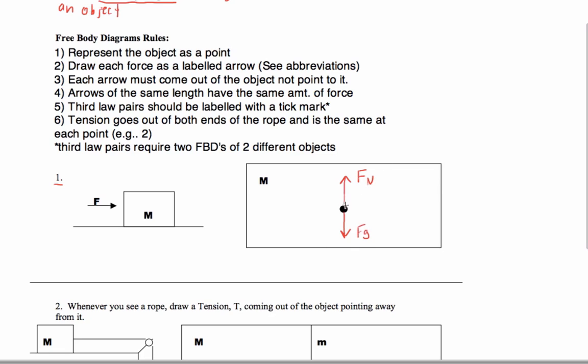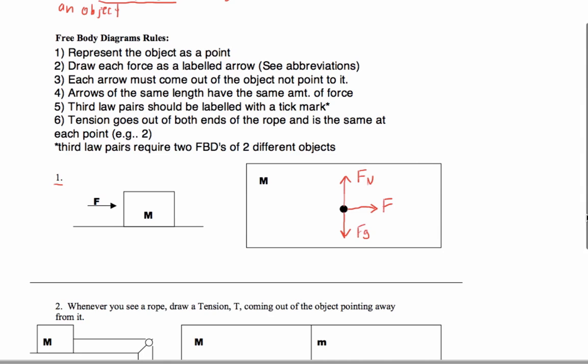Okay. These arrows should be the same length because these forces balance. That's why the object stays on this table. And then we have this force F. You see this force F here? You just throw those into the free body diagram and you're going to be fine. So that's a pretty simple free body diagram. There's not a lot here.